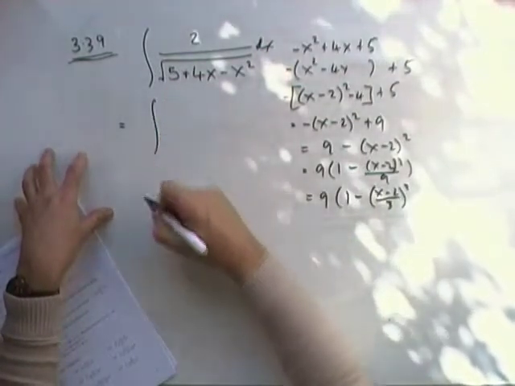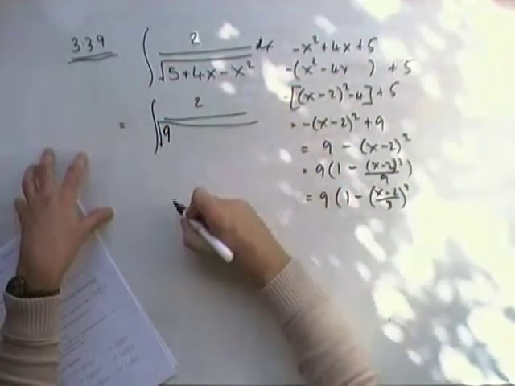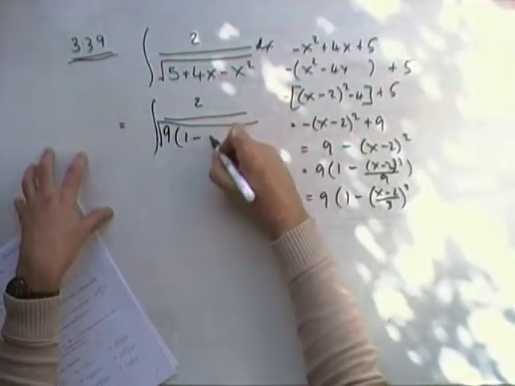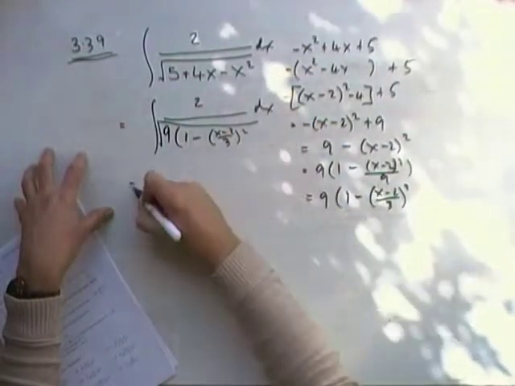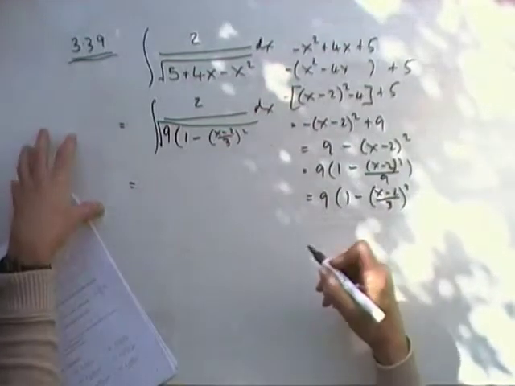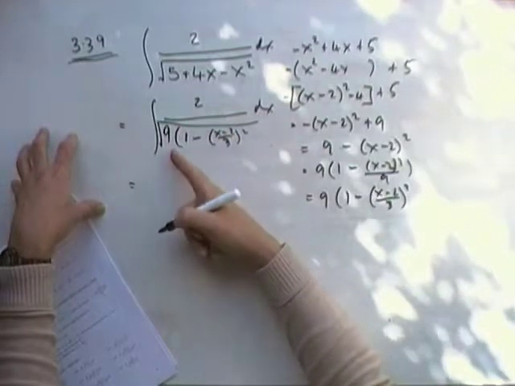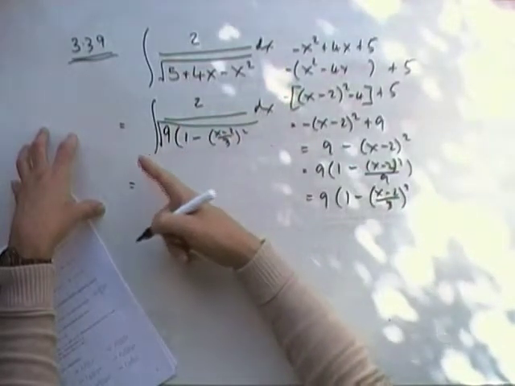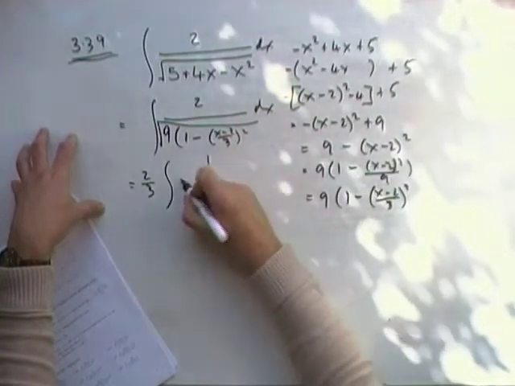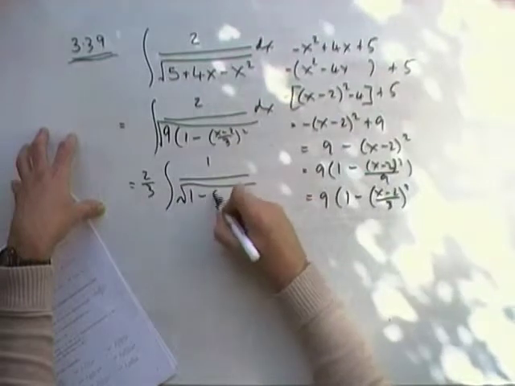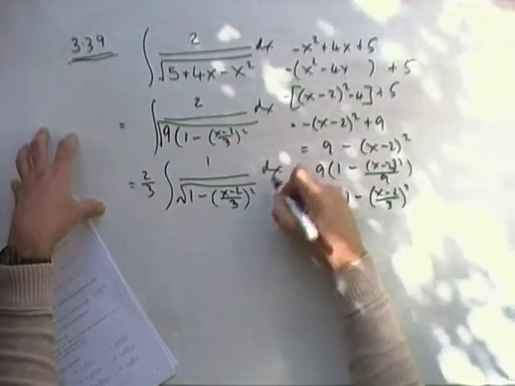So I've got the integral of 2 over 9, the square root of, 9 times 1 minus x minus 2 upon 3 all squared dx. Now I'll just take those constants out of it just now, so that I've got that 2 on top. That 9 can come out of the square root as a 3, so I've got 2/3 of the integral of 1 over, nice and clear now, 1 minus x minus 2 upon 3 squared dx.